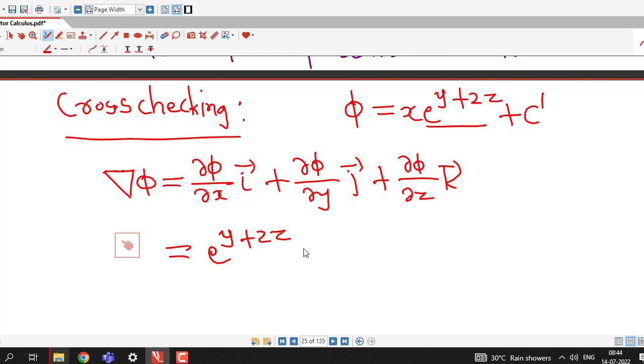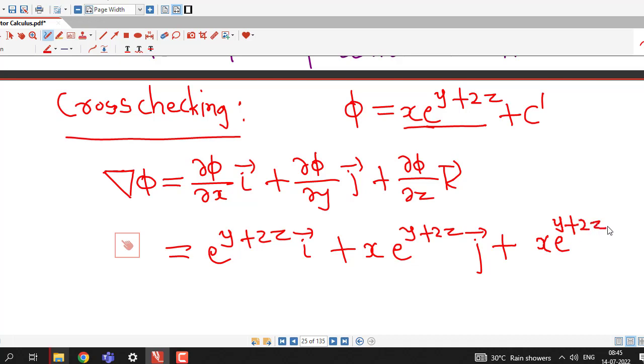So we can easily check, partial derivative of phi with respect to x will be e raised to y plus 2z into 1. So we have e raised to y plus 2z only. Partial derivative with respect to y will be x constant, e raised to y plus 2z into 1, that is e raised to y plus 2z, plus partial derivative of phi with respect to z. So again, x is constant. Derivative of e raised to y plus 2z with respect to z is e raised to y plus 2z into 2, times k. And this is nothing but the given vector field f bar.